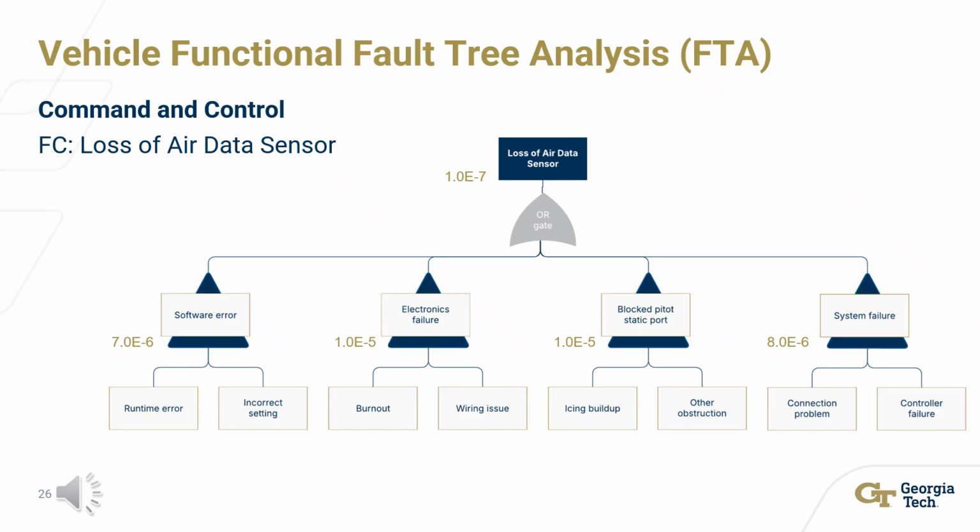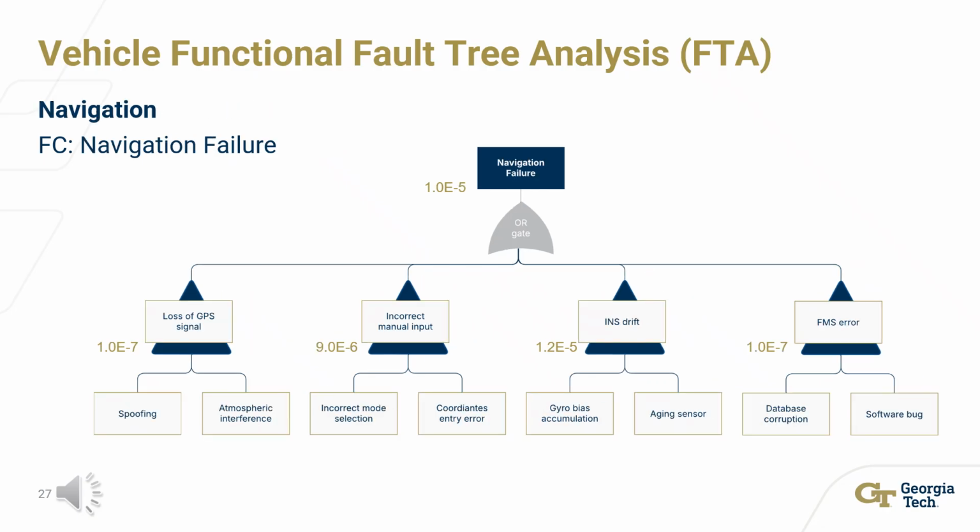In this diagram, we analyzed the loss of air data sensor. AOA sensor failure and feedback inconsistencies can trigger MCAS malfunction. We modeled this using both hardware and software failure contributors. We are closing the vehicle fault tree analysis with navigation failure. Navigation failure affects pilot situational awareness. It can be caused by errors such as GPS and INS, which cascade from sensor loss, electrical faults, or interference.